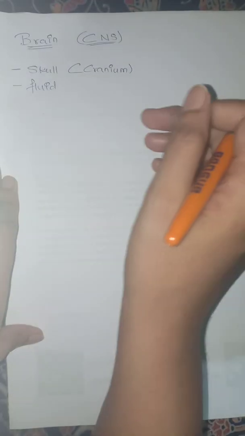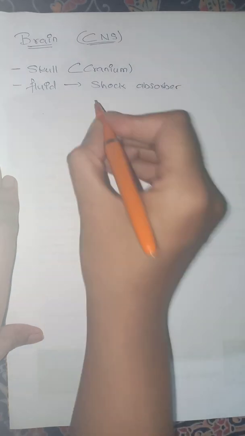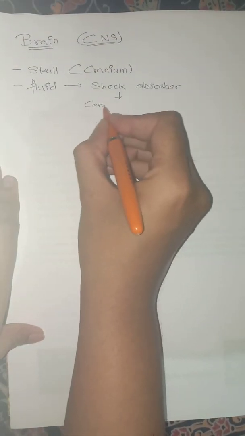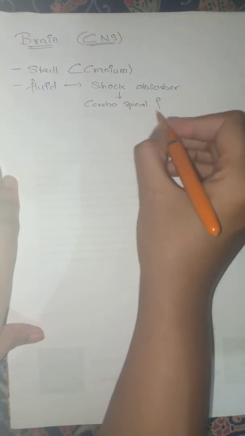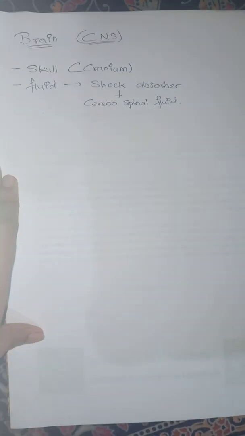And this skull has an internal liquid, a fluid which fills the cavity inside the skull and acts as a shock absorber, right? This shock absorber is called cerebrospinal fluid. In short, we can call it CSF, right?